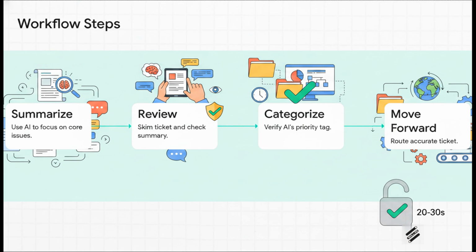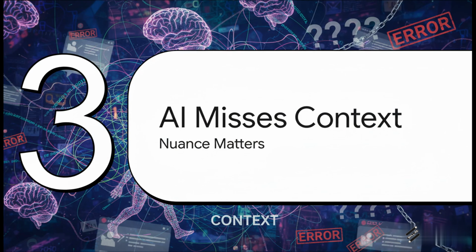Taking just 20 to 30 seconds to do this verification will save you from hours of grueling damage control later on. All right, Section 3, when AI misses context. Because what happens when the ticket isn't simple? Let's talk about some real-world war stories where the AI just completely dropped the ball on the underlying subtext.